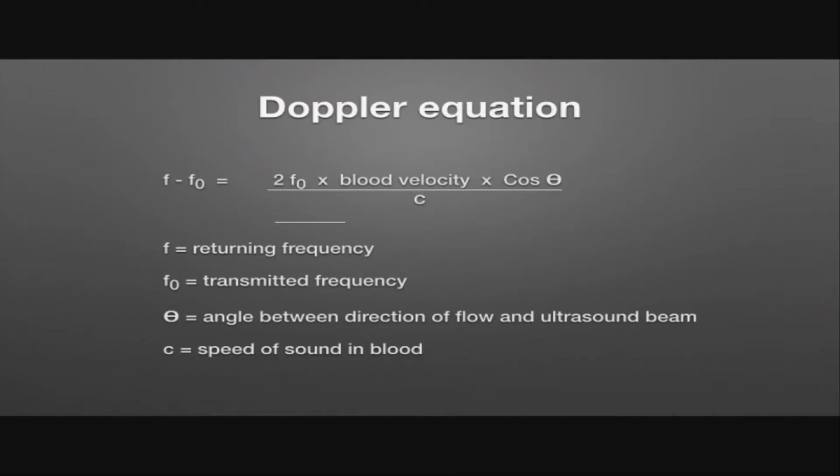So this is all dependent on the Doppler equation. So that's saying that if you take the difference between the returning frequency minus the transmitted frequency, that is going to be equal to 2 times the transmitted frequency times the velocity of the structure, blood in this case, times cosine theta. It's really important that we remember it's a cosine theta, as I'll show you in the next slide. And all of that is divided by the speed of sound in blood, which is 1,540 meters per second, as an assumption that the ultrasound machine makes.